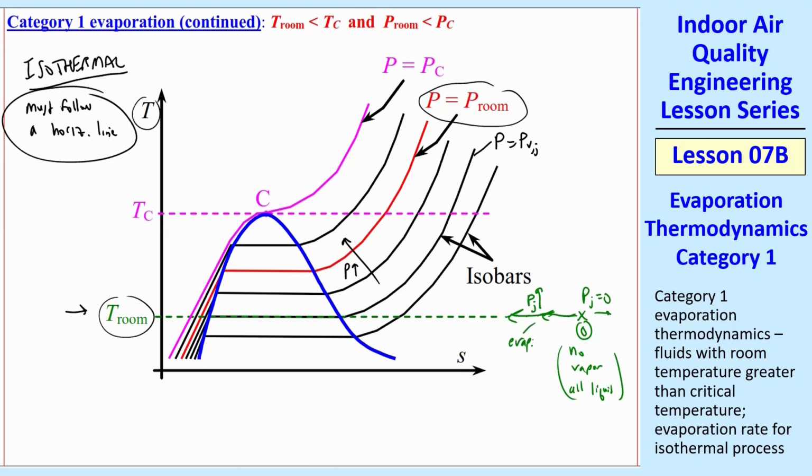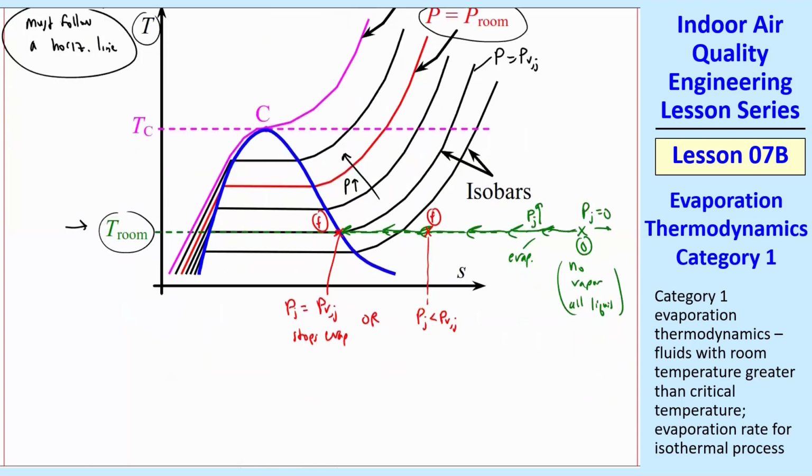So some of that liquid is evaporating, so PJ keeps going up, and it'll keep going up until one of two things happens. Either it'll go all the way to PVJ, and then it'll stop evaporating. So this will be our F condition. Finally reaches PVJ, and then it stops evaporation from there on. Or you can stop at some other location where PJ is less than PVJ, but bigger than 0, obviously. You have some vapor in the air where all the liquid is gone.